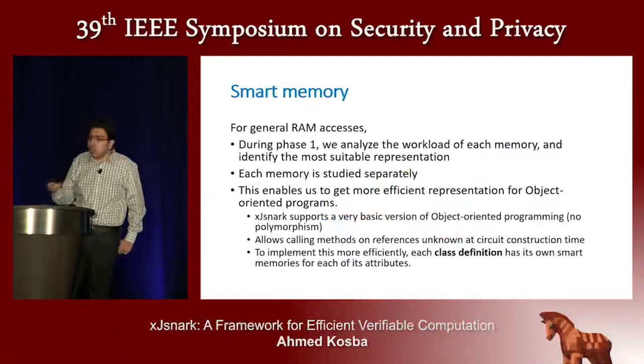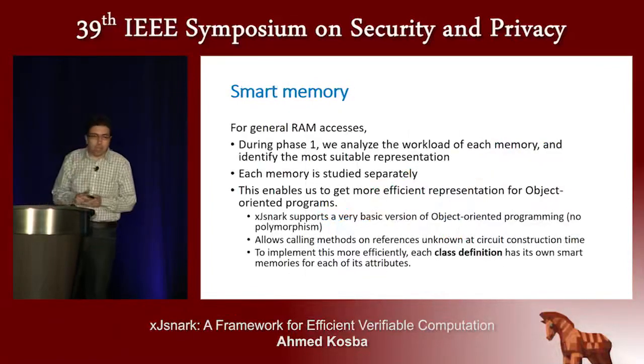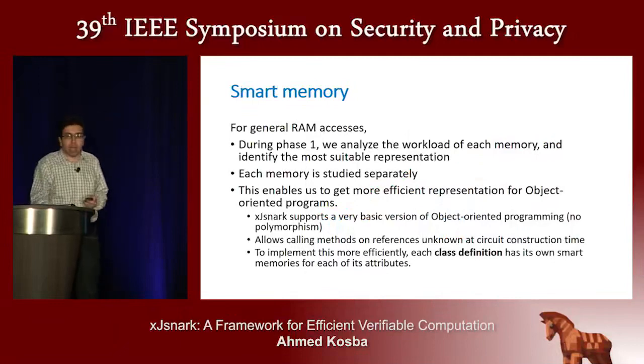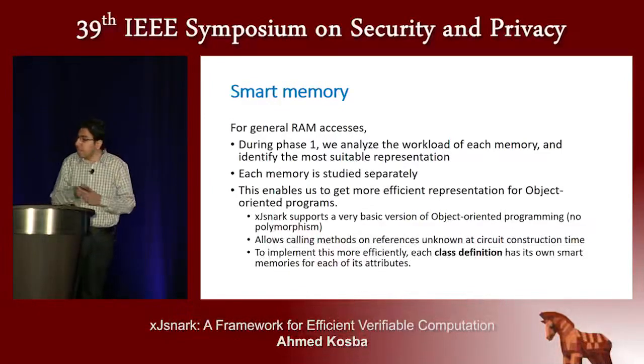Also, we use what we call a smart memory structure. Based on the workload of the program, we identify which memory algorithm to use to represent the memory accesses. We have three possible memory algorithms, including the linear scan, the routing networks, and our read-only memory technique. And we decide what's best by analyzing the program. And I have to say that we don't group all the memory accesses into just one memory. We have to study every memory separately. And this gives us a more efficient representation for object-oriented programs.